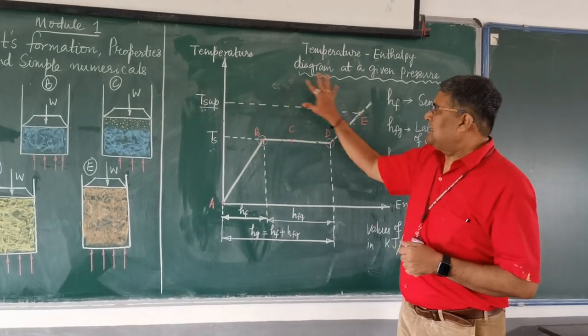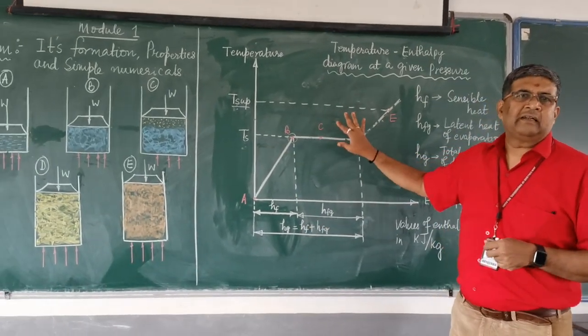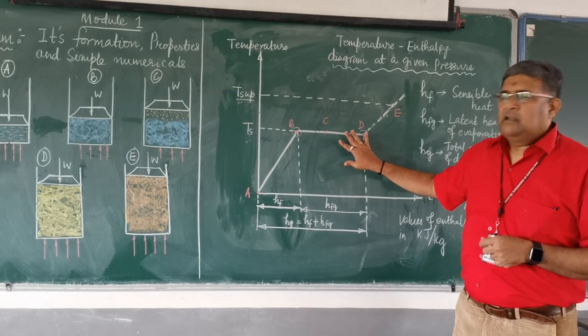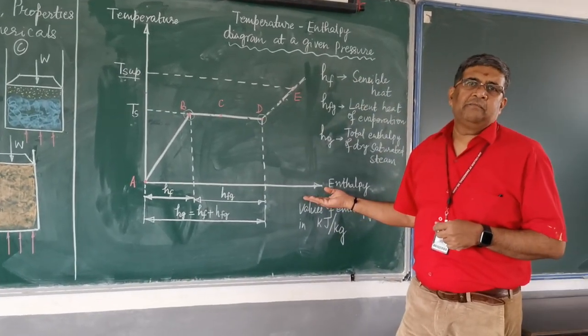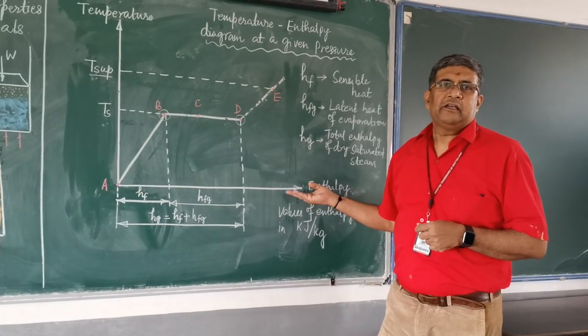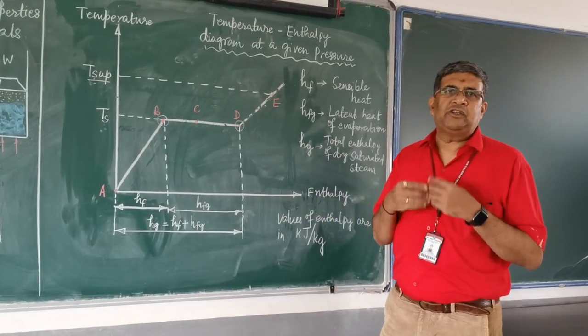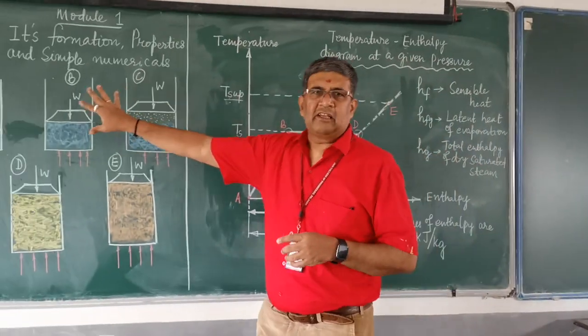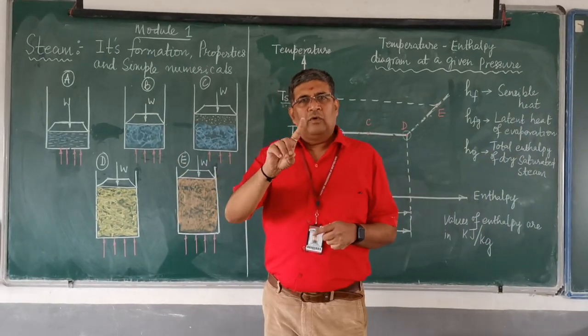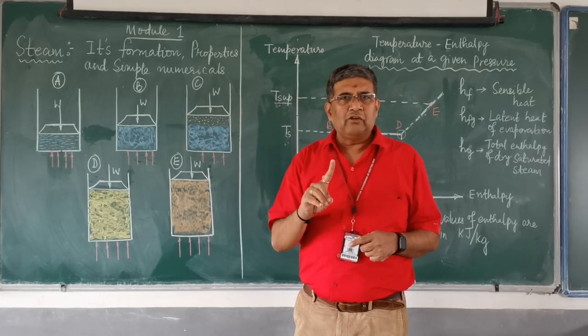Once this entire thing is drawn, we call this the temperature enthalpy diagram, where we have enthalpy along the x-axis, and the units of enthalpy are always kilojoules per kg. That is how much heat is added per kilogram. As I said, this entire experiment is conducted on 1 kg of water. We have started with 1 kg of water.